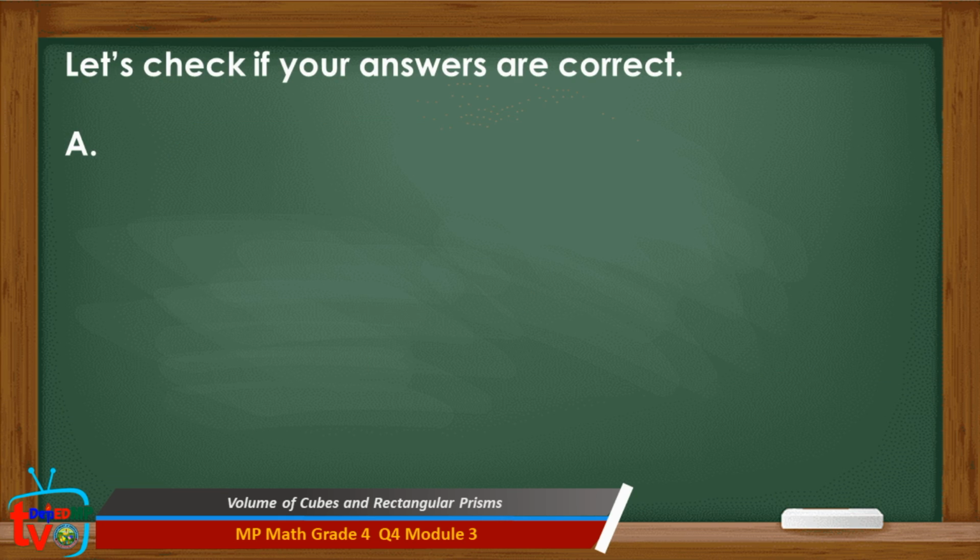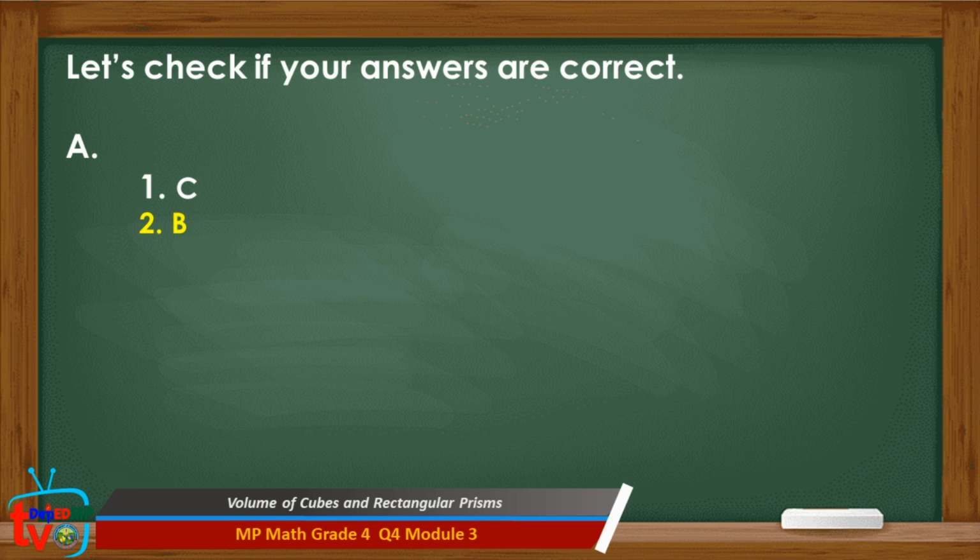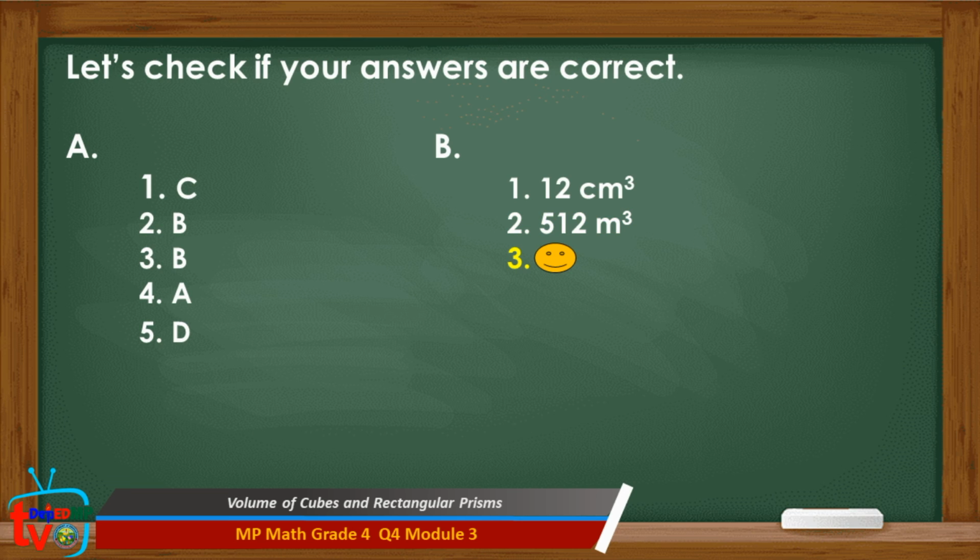Let's check if your answers are correct. Letter A, number 1. C. Number 2, B. Number 3, B. Number 4, A. Number 5, D. Letter B, number 1. 12 cubic centimeters. Number 2, 512 cubic meters. Number 3, smiling face. Number 4, smiling face. And number 5, 165 cubic meters. How many correct answers did you get? Excellent!